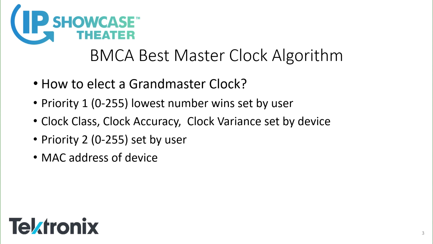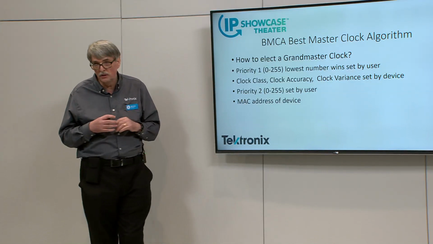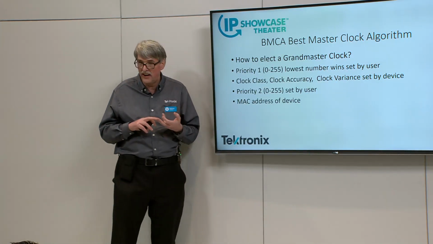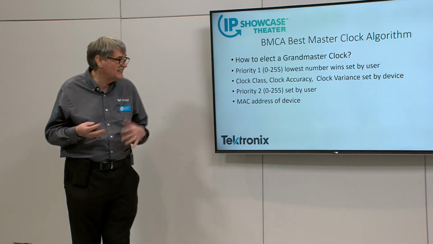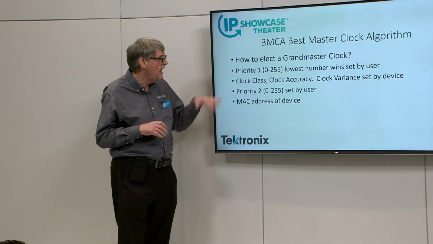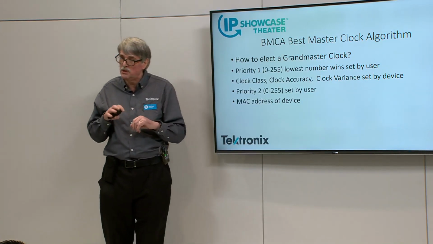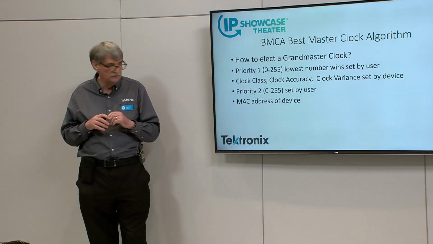So if you set the value to 0 of your SPG master clock, then that device would pretty much win unless we go to round 2. And in round 2, it's set by the device. That's the clock class, the clock accuracy, and the clock variance. That depends upon whether the device is internal, locked to GPS, how it's configured. So that's typically set by the device itself. Then you have a priority 2 message, which again has a value between 0 and 255. And so you can get to set that value.